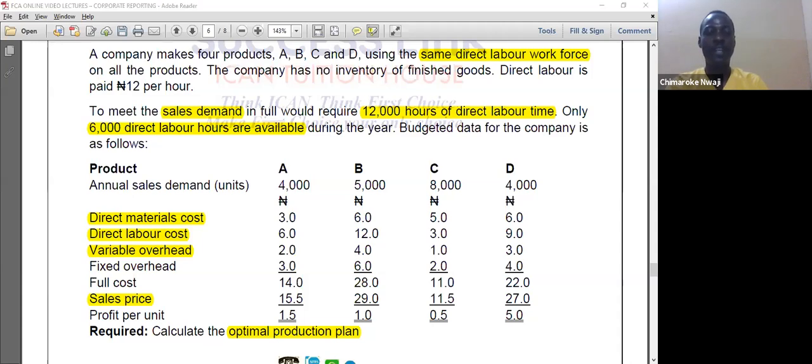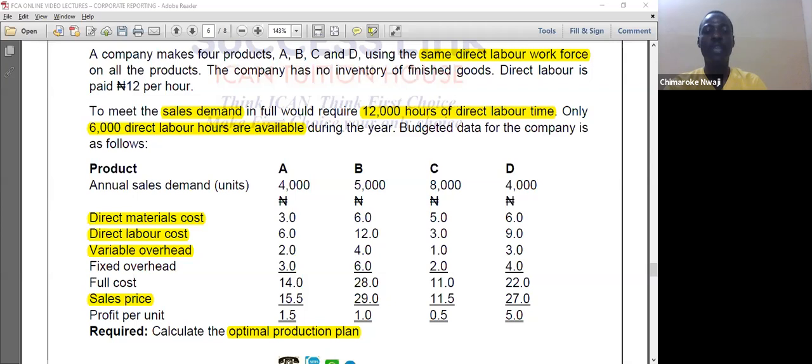So our variable costs, direct materials, was 3 naira, 6 naira, 5 naira, and 6 naira. Direct labor costs 6 naira, 12 naira, 3 naira, 9 naira respectively. And the variable overheads are stated here. Now look at the total variable costs. The variable costs happen to be these figures here. So your variable cost is when you add all of these. 3 plus 6 will give you 9, 9 plus 2 will give you 11. The same thing, you add all of them, gives you your variable cost.